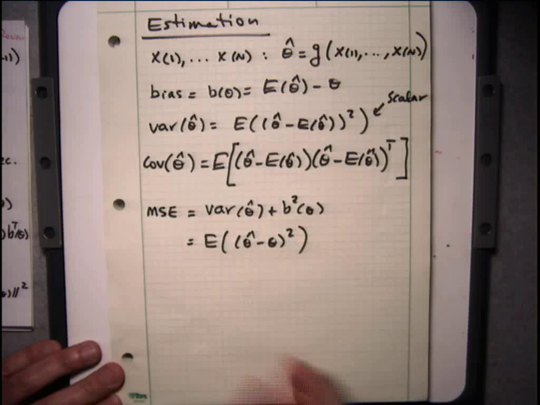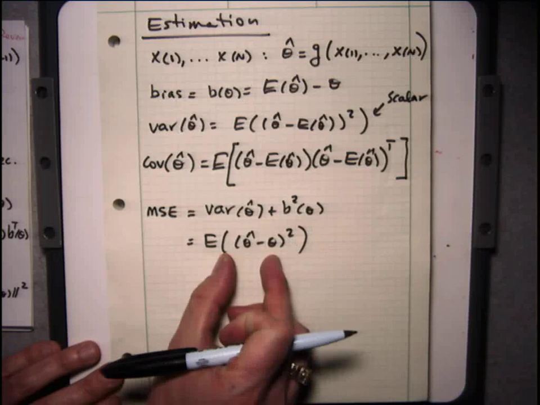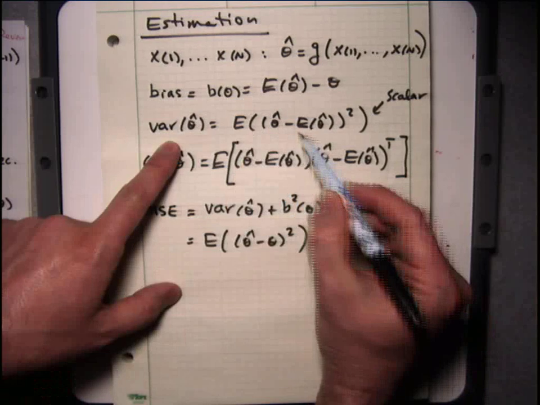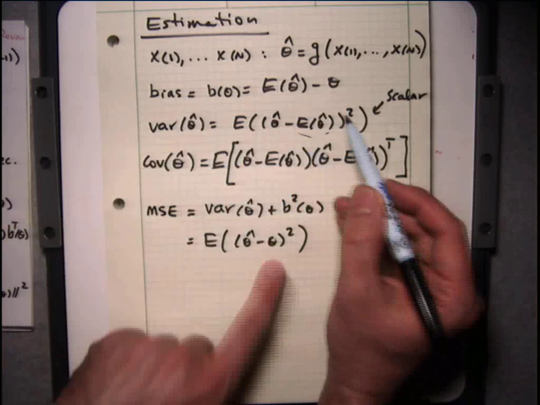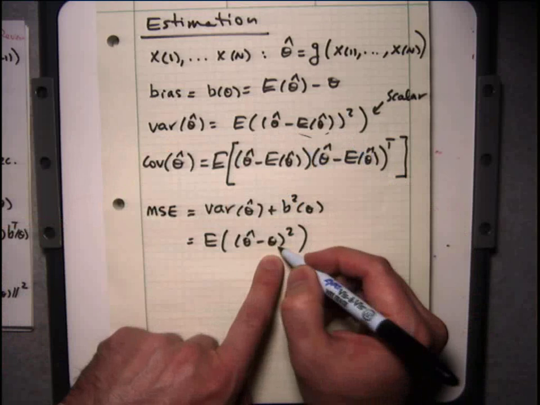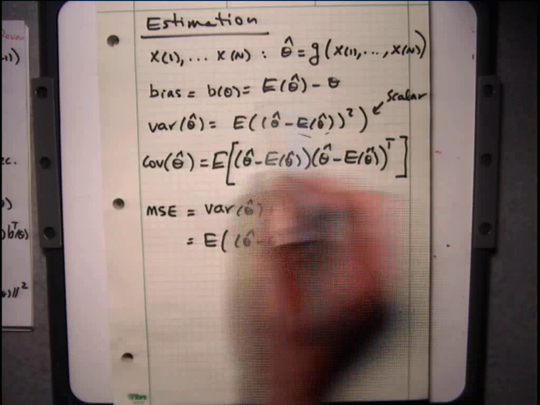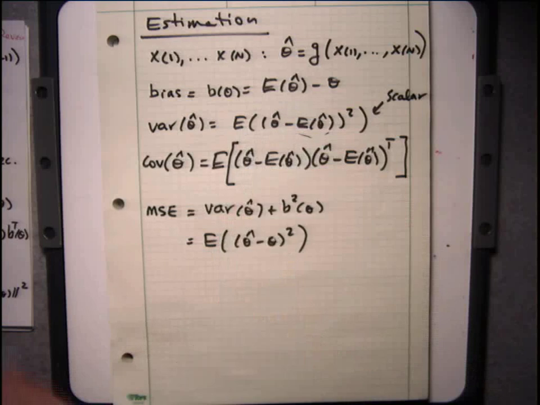It's very important not to confuse the definition of mean squared error with the definition of the variance. In the variance here, you're subtracting from the expected value of theta hat. In the mean squared error, you're subtracting from the actual value of the underlying parameter. So this doesn't require you to know the truth. This requires you to know the truth. Okay?